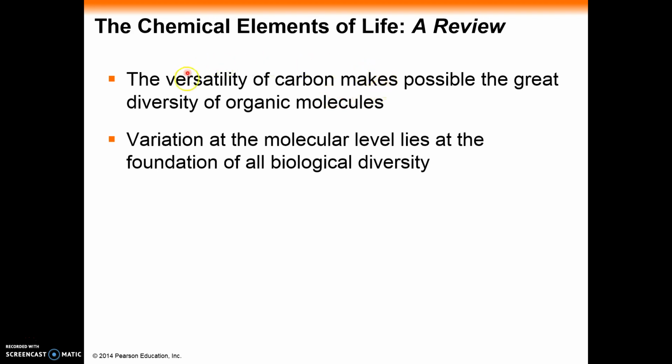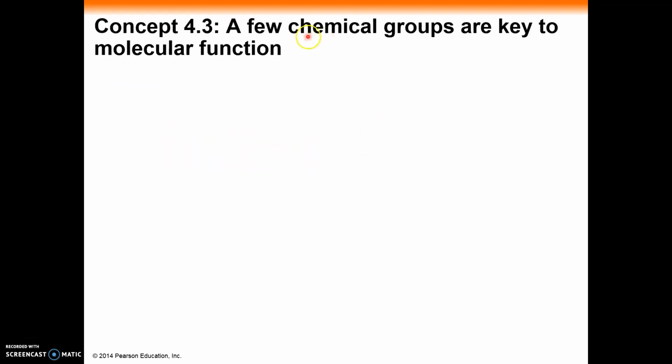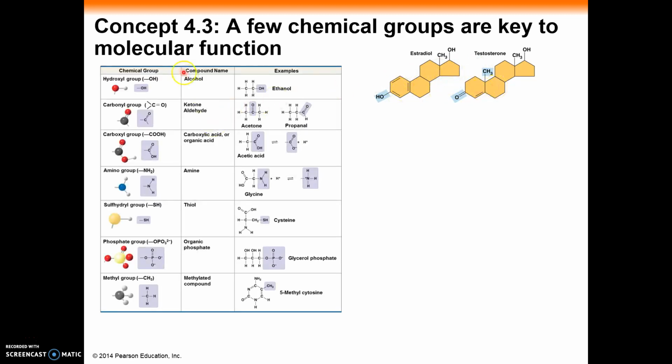So just as a review, the versatility of carbon makes us capable of providing a great diversity of different organic compounds, and that variation largely depends on the functional groups that we attach to it. So a few chemical groups are key to molecular function. Here we have a difference between these 2 hormones. Here's a listing of all the different things we have out there. And some of these groups can provide energy.